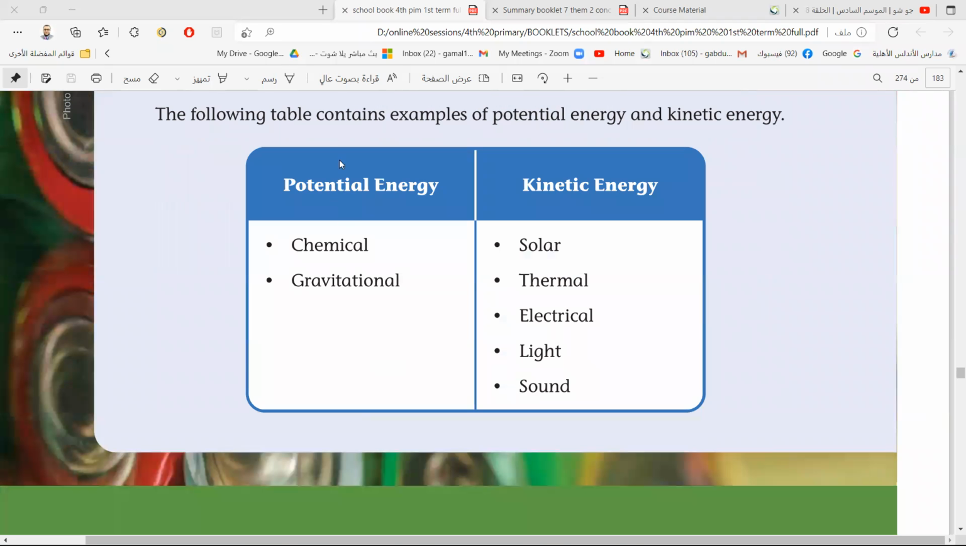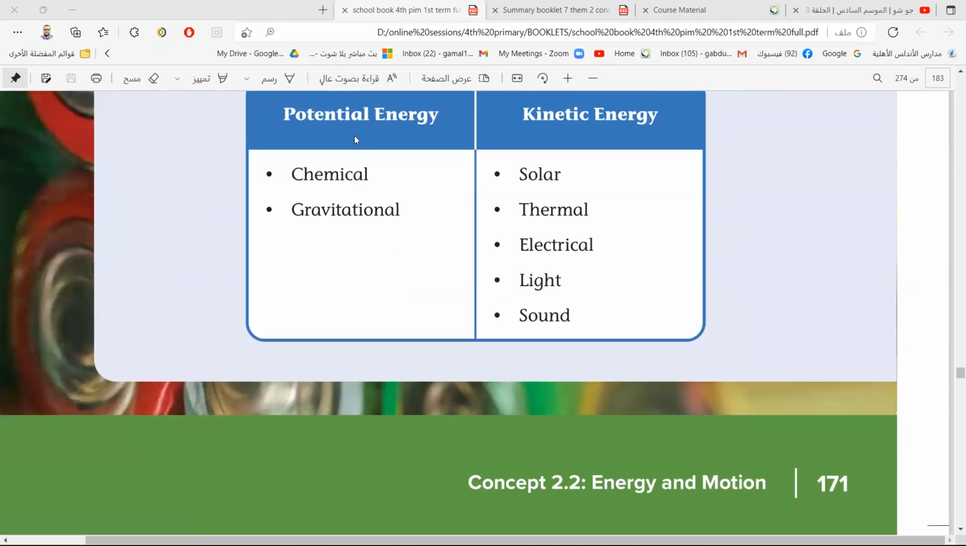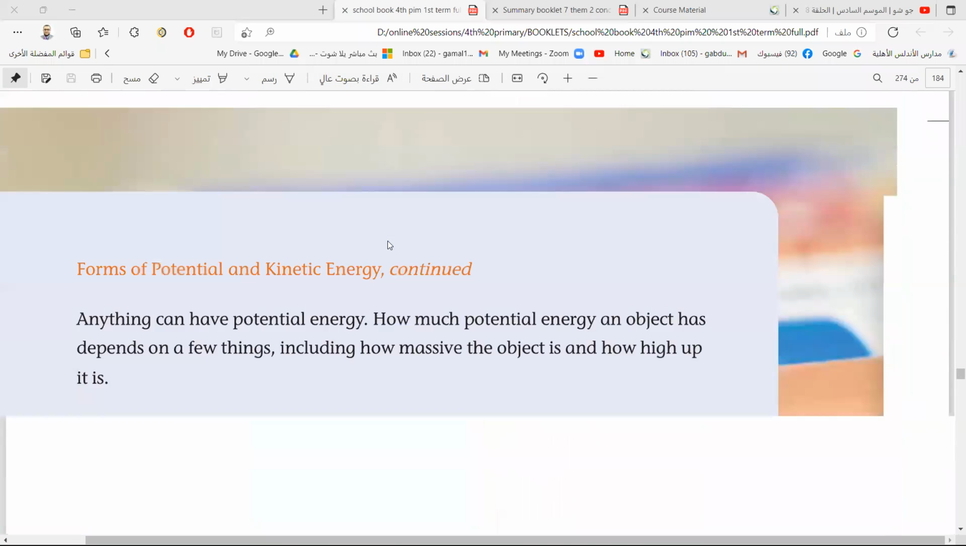Who can tell me examples of potential energy now? What's your name? Fadl, Muhammad. Chemical and gravitational, they are potential energy. And what are examples of kinetic energy? Electrical, light, and sound. Very good.